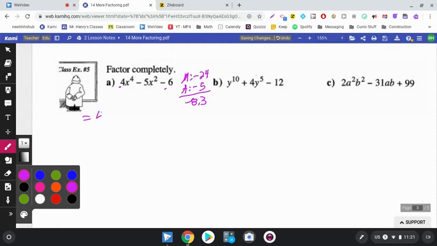And now I can break this apart. 4x to the 4 minus 8x squared plus 3x squared. So it's still minus 5x squared. It's still that middle term. I just broke it up. And then minus 6. Okay.